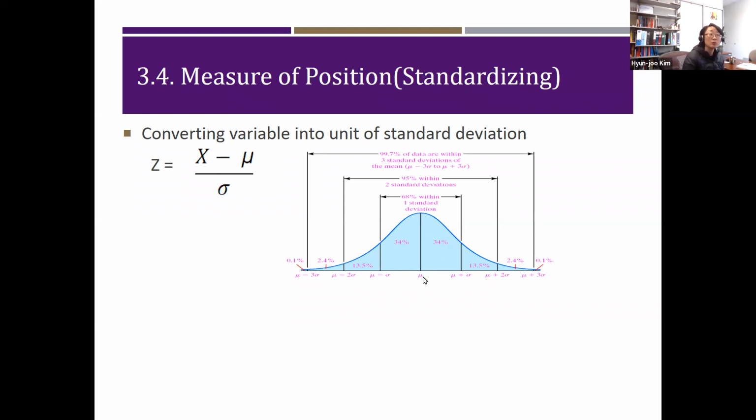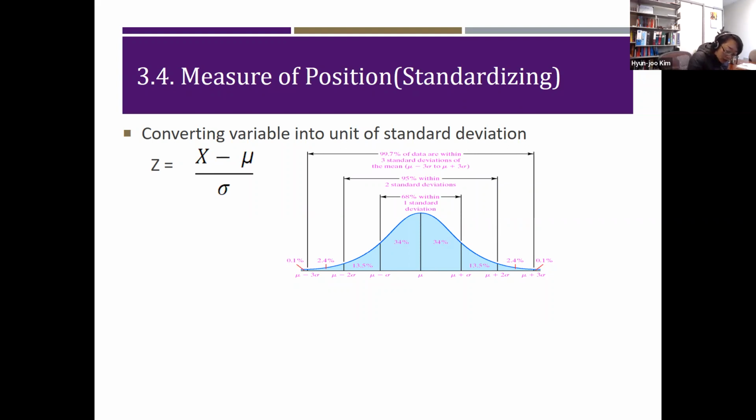For example, in the last chapter, in 3.2, we talked about the empirical rule, right? Here is your mu in the center. There's mu plus sigma and mu minus sigma, with 68% of the data set there. And mu plus 2 sigma and mu minus 2 sigma, there's 95%, and 99.7% within 3 sigma. Let's figure out what happens if you standardize it, changing it to Z.